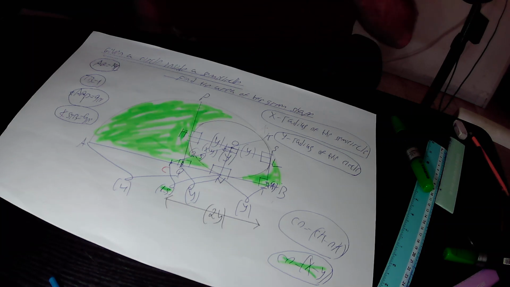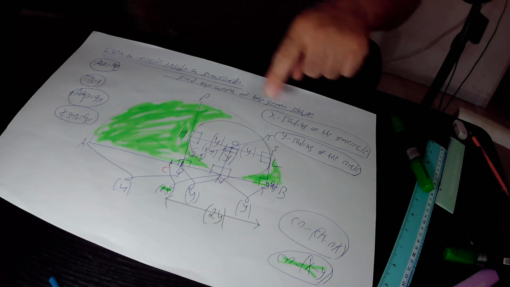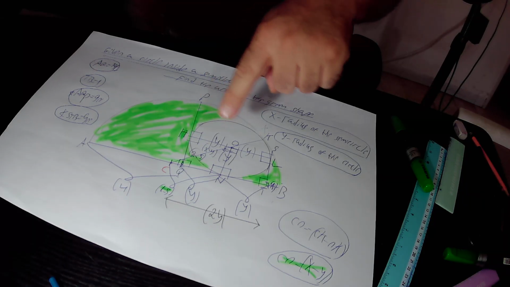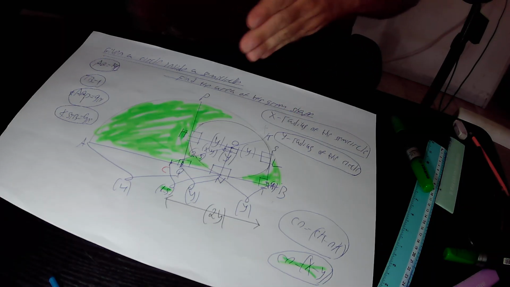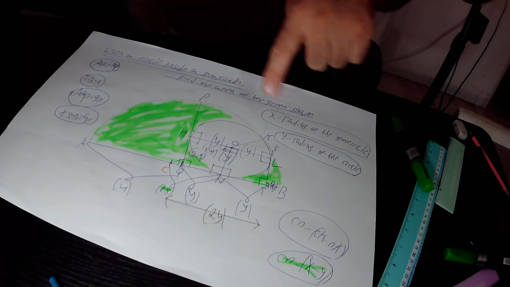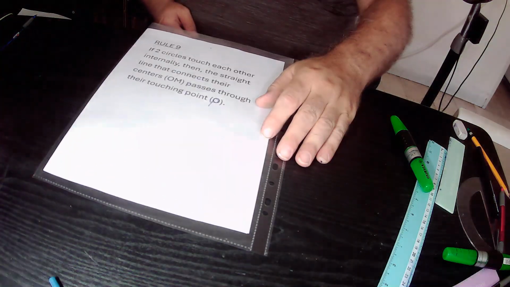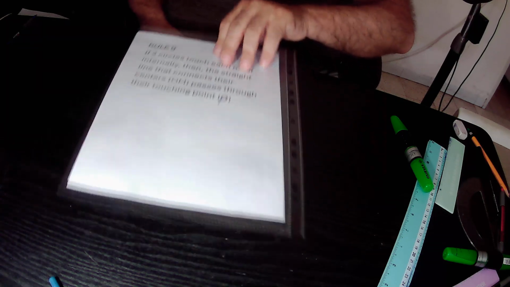Because the small circle touches the big circle at point P, we have here an internal touching between the small circle and the big one. So we can implement here rule 9. Repeat quickly on rule 9. According to rule 9, if two circles touch each other internally, then the straight line that connects their centers passes through their touching point.